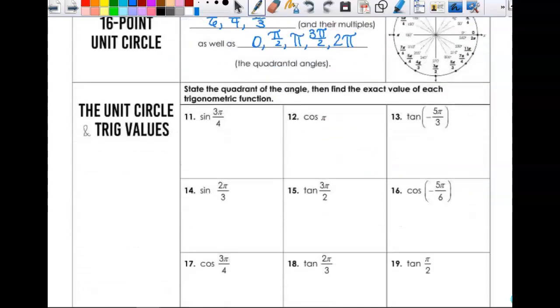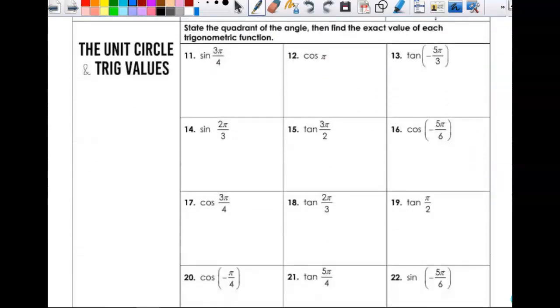Okay, so we're going to do the same thing we did on the front. We're going to do 3 more together, and then I'm going to let you do some here. So it says state the quadrant and the angle, so just like we did before. 3 pi fourths, what quadrant is that in? Second. In the second quadrant, is sine positive or negative? Positive. So that all I care about is, what's the sine of pi fourths? Square root of 2 over 2, and that's my answer.